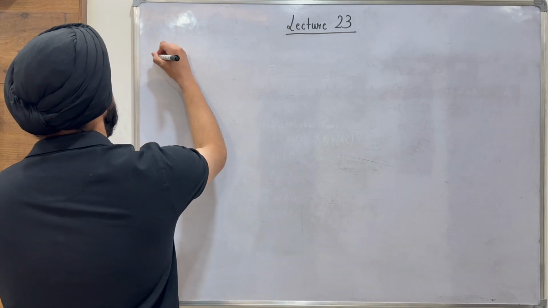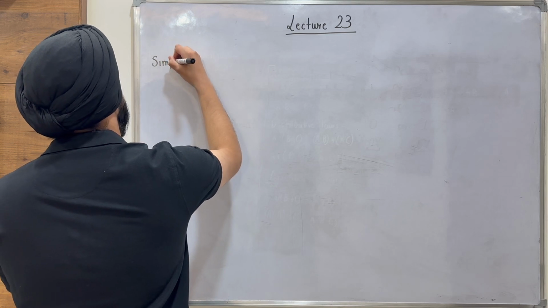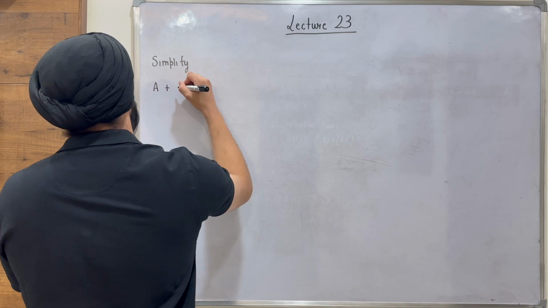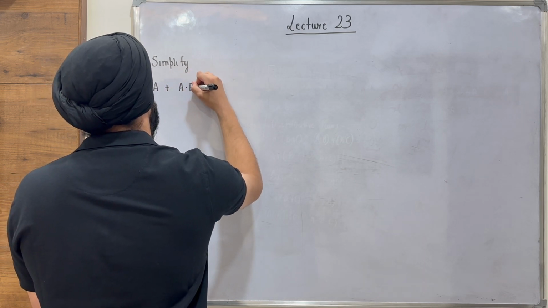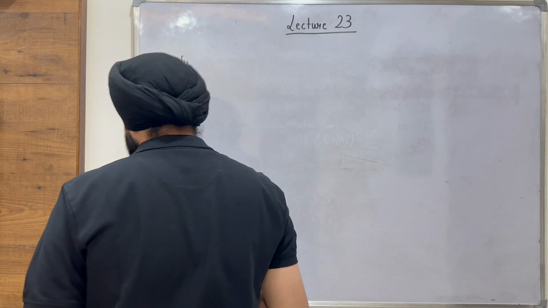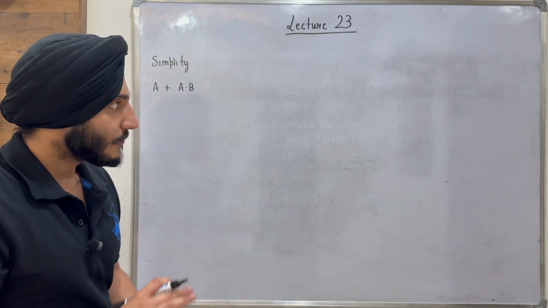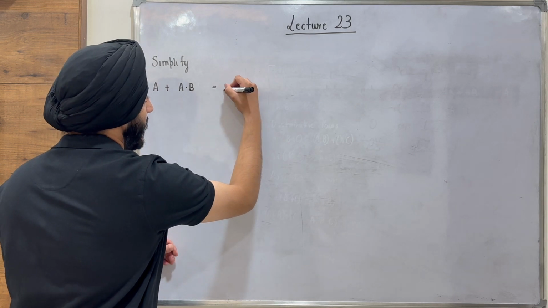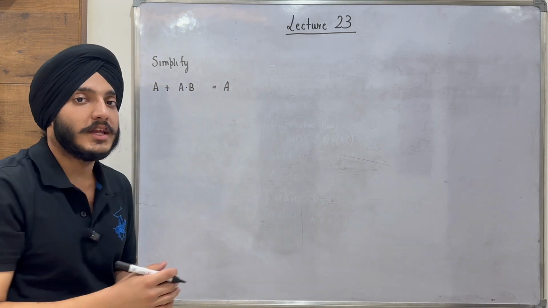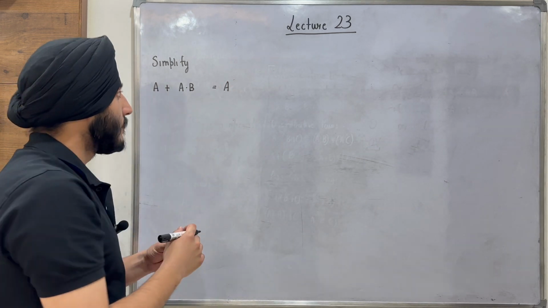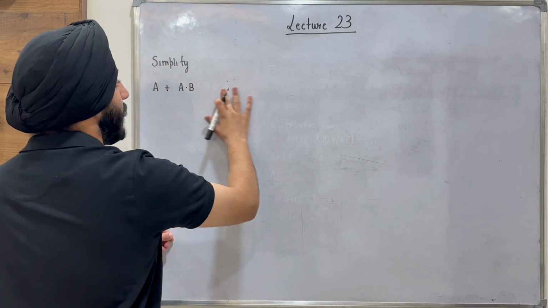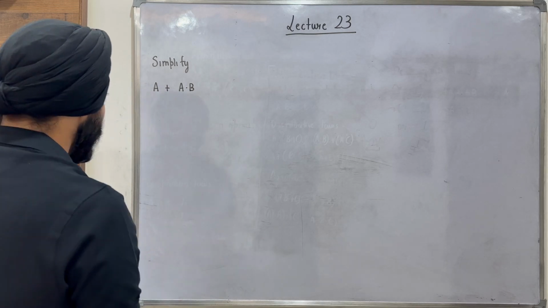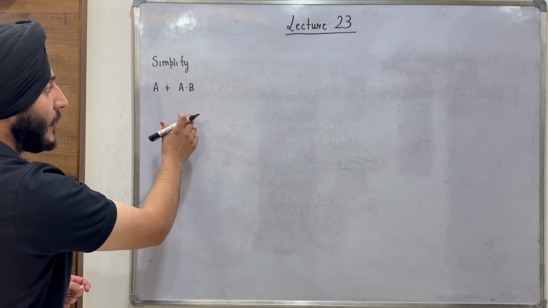Okay, so let's say I'm supposed to simplify this expression: simplify a plus a dot b. This is the expression that I've been given. Basically, this can just be written as a. This is actually called the absorption law, but I'm going to give you a basic way of using the laws that we covered just before this. So take a look at what I'm doing.